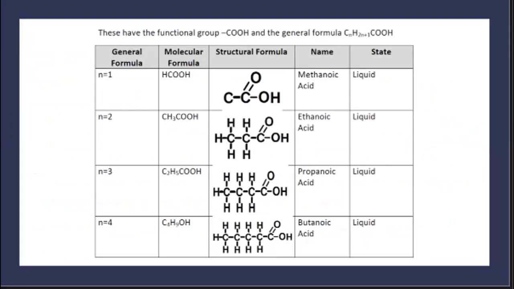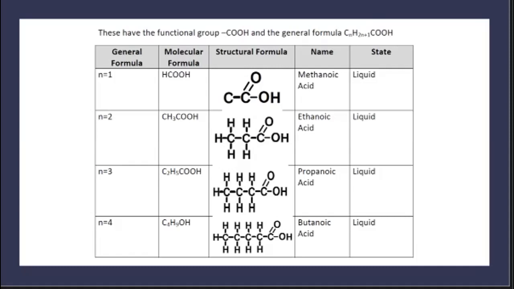So again, just to show you how it would look: what's the name of it, the state that it would be in, the general formula, the molecular formula when n is equal to 1, when n is equal to 4. And of course, you should be able to do this with the first 10 carbons. Only the first 4 are given here, but you should begin to see the pattern that is developing from it.